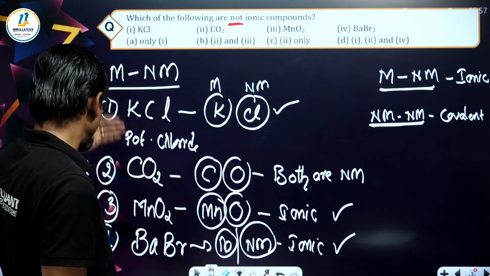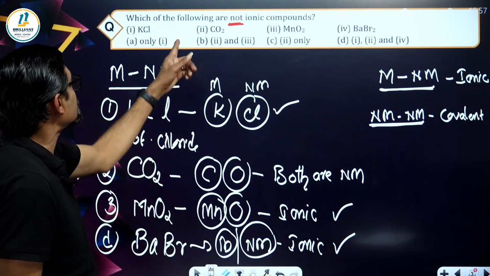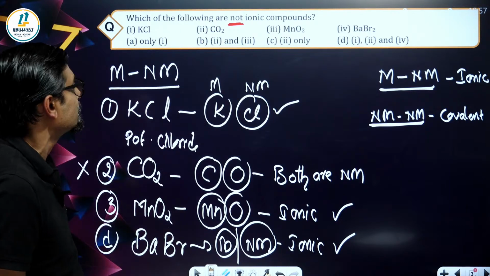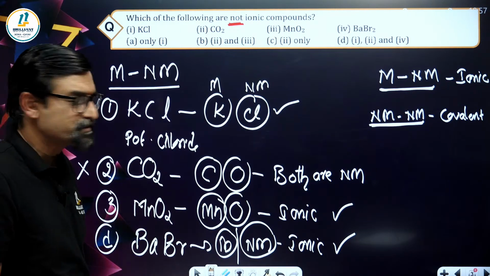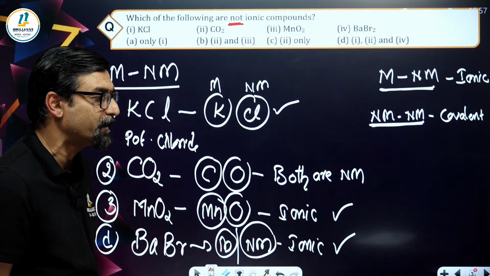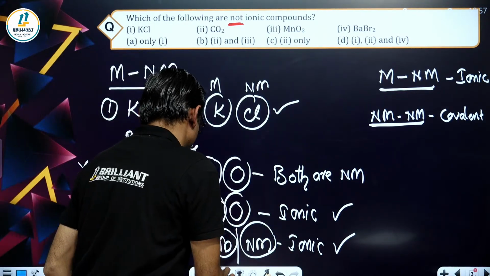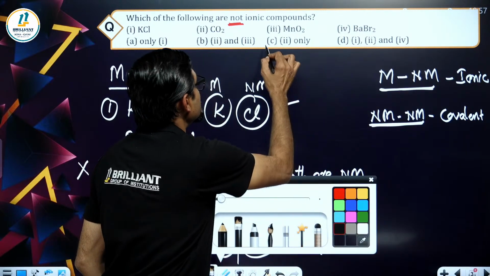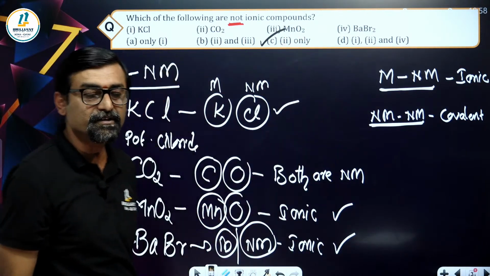So in this way we have seen all the four, out of which we have seen carbon dioxide. Carbon dioxide alone gives you a non-ionic bond. So what is the right option here? Right option is, yes, very good. Right option is C, 2 only.